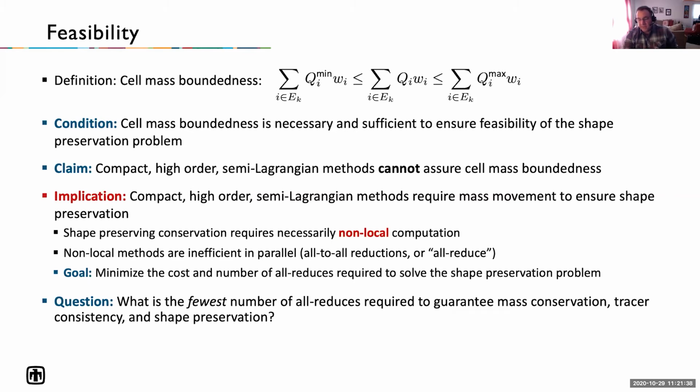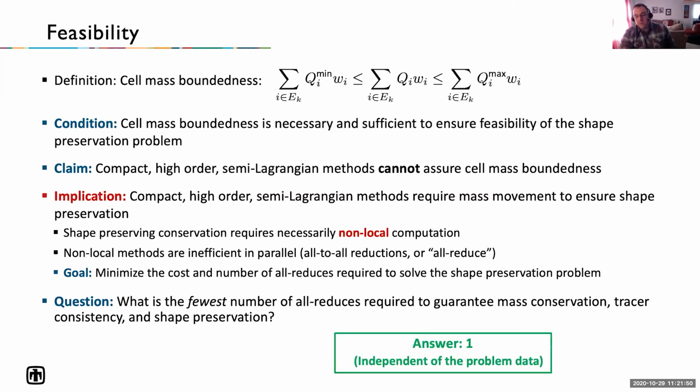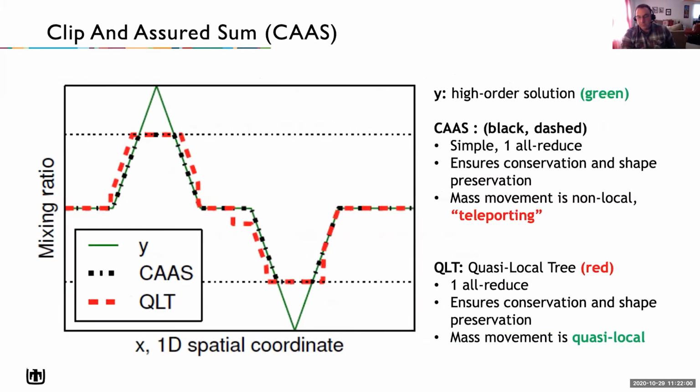Because like in two-norm minimization, you do it iteratively. You iterate until your adjustments are below some tolerance, but each iteration requires an all-reduce. But we showed that you can do it provably in exactly one, the smallest possible number of all-reduces. And this answer is independent of the problem data. And you can prove it to yourself pretty easily with clip and assured sum.